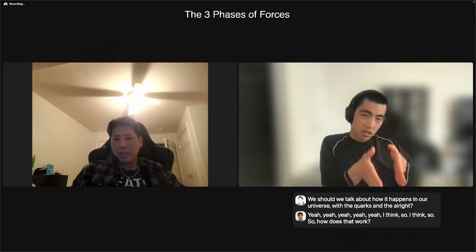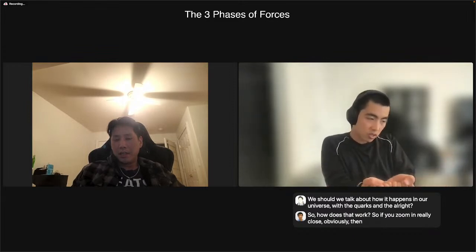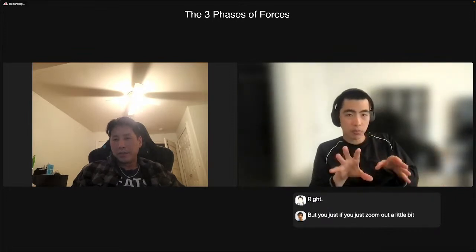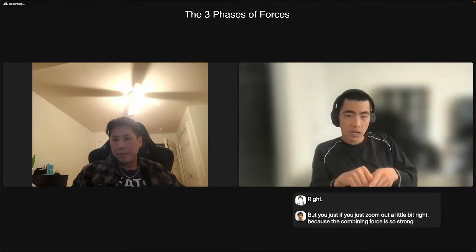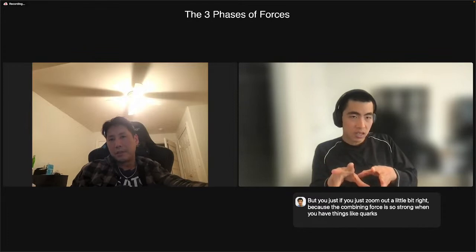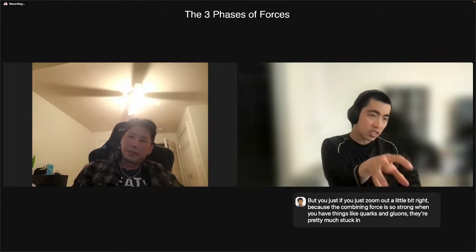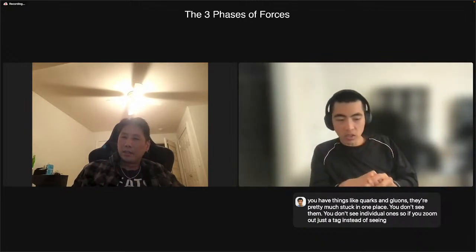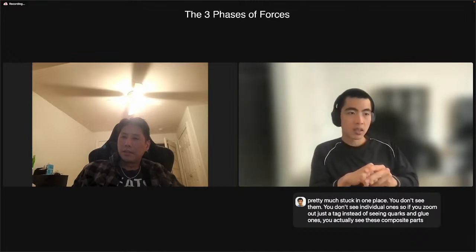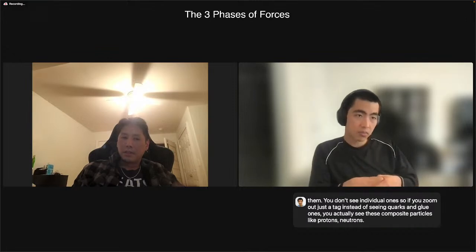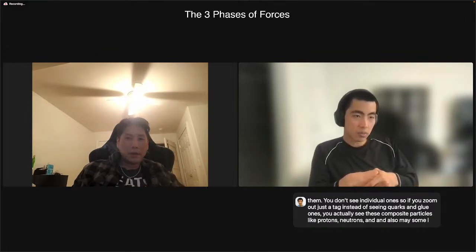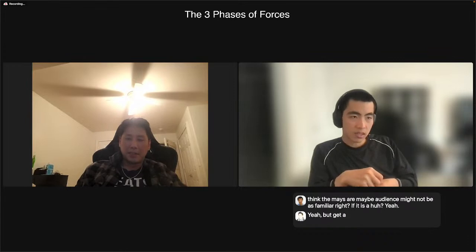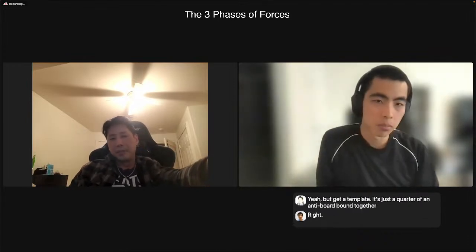If you zoom in really close, obviously these forces will increase as distance increases. But if you zoom out a little bit, because the confining force is so strong, when you have things like quarks and gluons, they're pretty much stuck in one place. You don't see individual ones. If you zoom out just a tad, instead of seeing quarks and gluons, you actually see composite particles like protons, neutrons, and also mesons. The audience might not be as familiar with mesons. They're the simplest: just a quark and an anti-quark thrown together. It's like a dumbbell, basically.